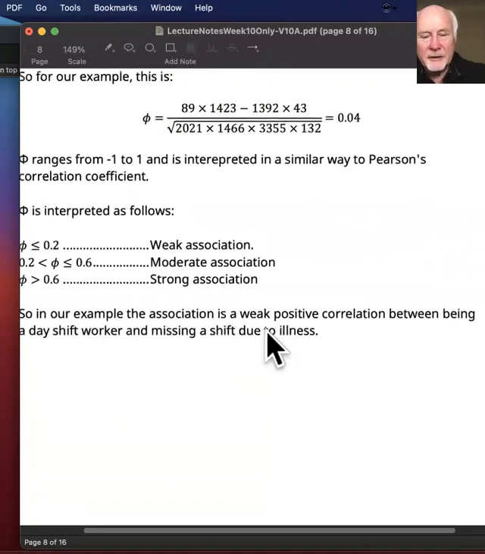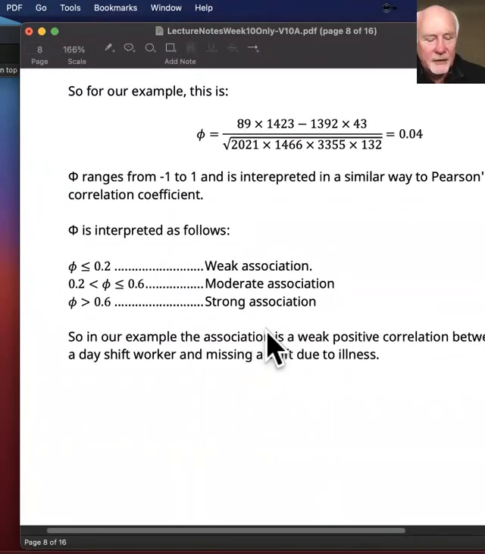The interpretation of it, there are different versions of this floating around, but I got this one from a fairly authoritative source. Any of these weak, medium, strong type effect size things are matters of judgment and convention. But for this one, phi less than 0.2 is a weak association, so we only got 0.04. That's a very weak association. 0.2 to 0.6 is moderate, and more than 0.6 is strong. So it's slightly different to the Pearson's correlation one, but it's fairly similar.